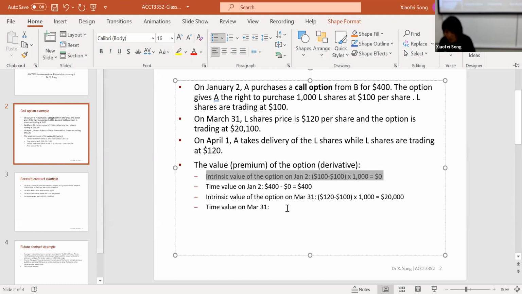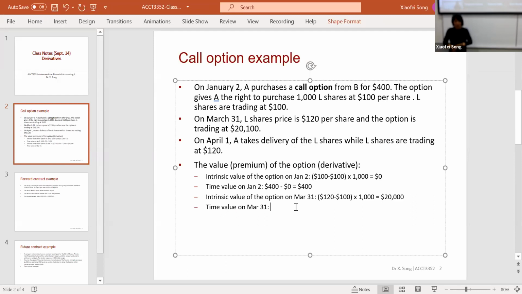Oh. So what about the time value? Time value is the difference. We're told on March 31st, the option is trading. This option, the call option that allowed the holder to purchase 1,000 shares of L at $100 per share, that's a separate instrument, and that has a price value as well. So on March 31st, if you do not have the option, if you have to buy the option, this is the price you need to pay.